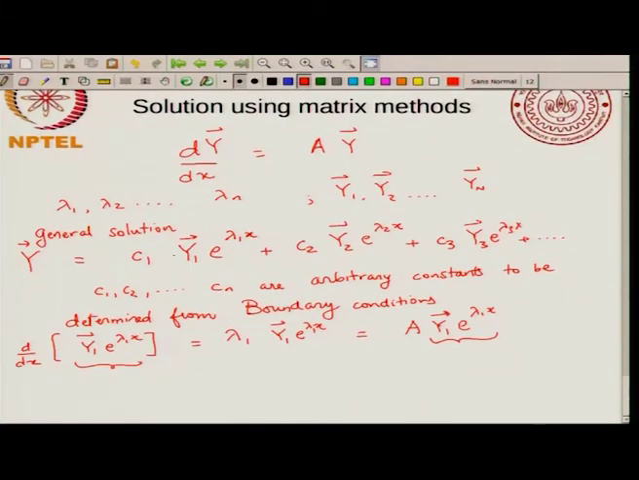You can verify that each of these terms in the general solution will satisfy the differential equation.